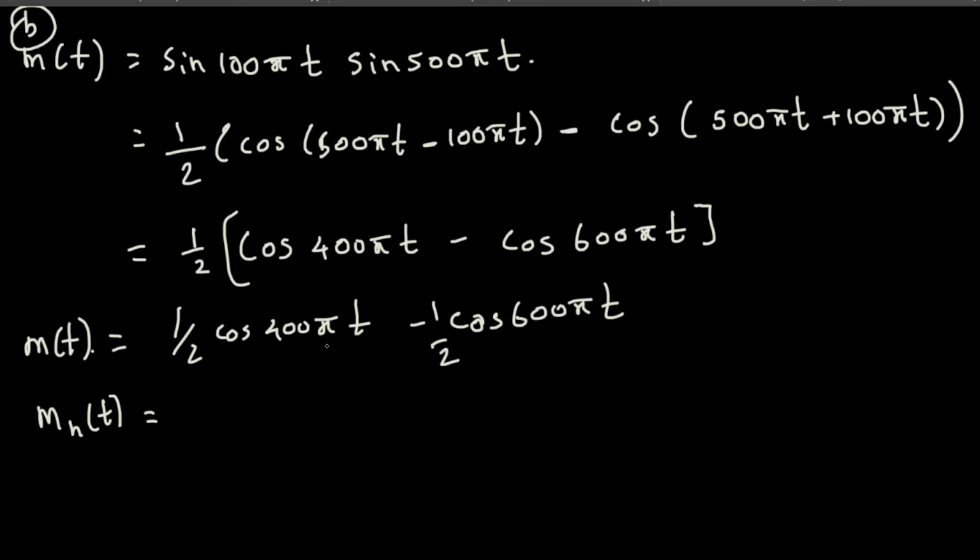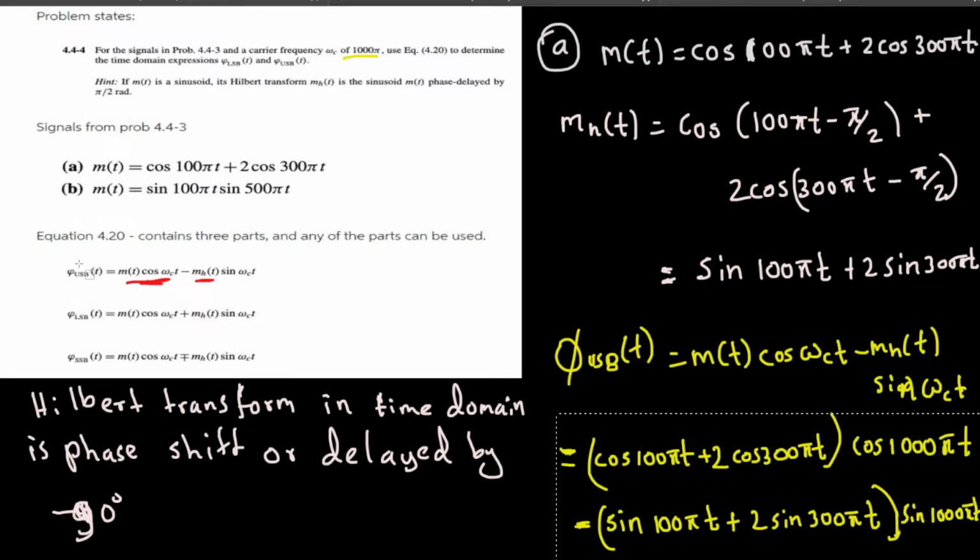If you put minus 90 degree, minus pi by 2, for the omega ct right here, that's going to turn into sine. So it's going to be the same values with the sine. So this is half sine 400 pi t and then minus half sine 600 pi t. Okay, now we have m of t, mh of t, and cos omega ct. We know the omega c is 1000 pi, so we have all the values to express phi USB and phi LSB in time domain. So let's express the phi USB first.